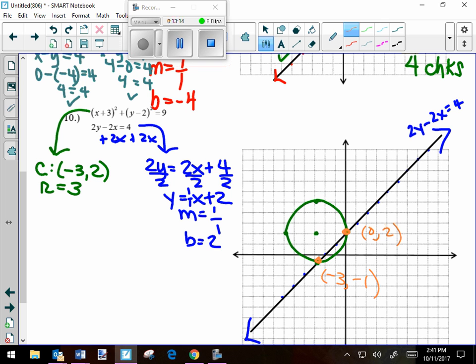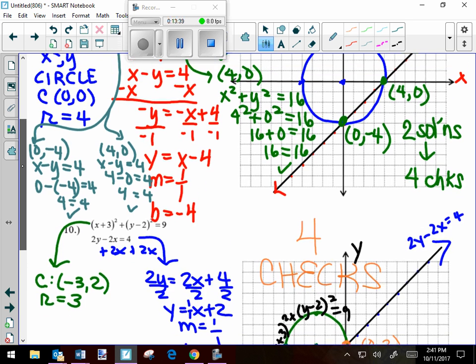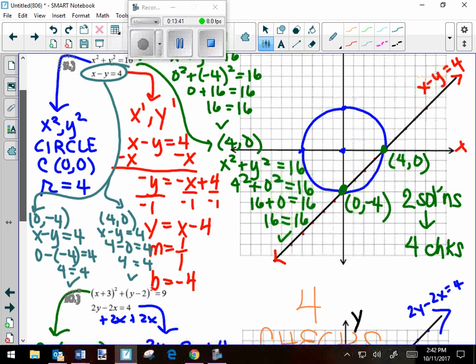2 solutions. If you were to do checks, please know that there would be 4 checks that you would be required to do. Each solution needs to get checked in each of the 2 original equations. The circle equation, x plus 3 squared plus y minus 2 squared equals 9. I'm going to go back. It kind of bothers me that I did not write the equation of the circle on this one. So I'm just going to go back and catch that. Equations should be written on everything.